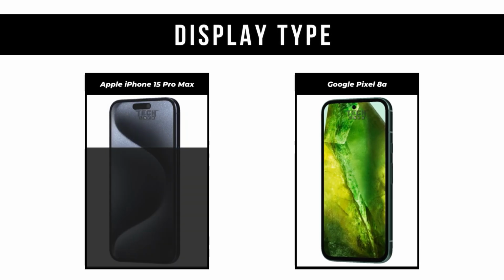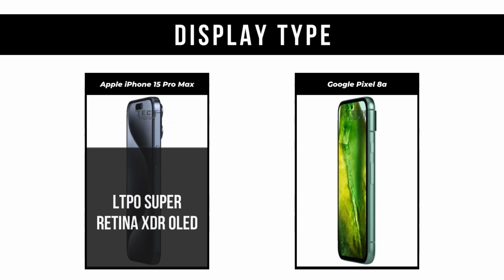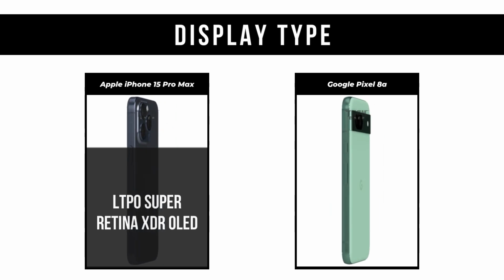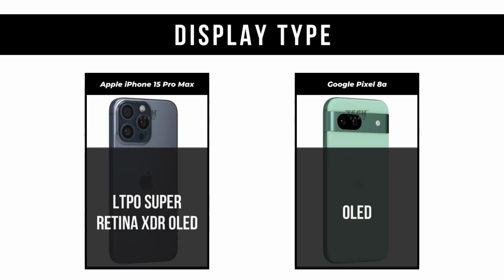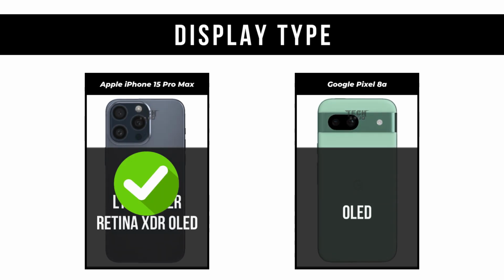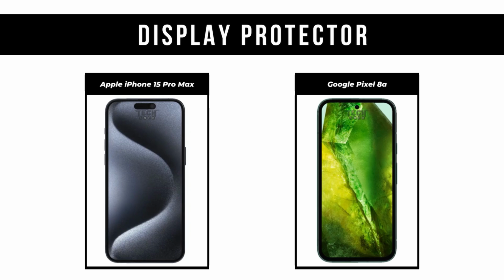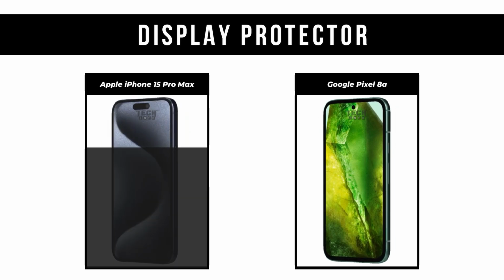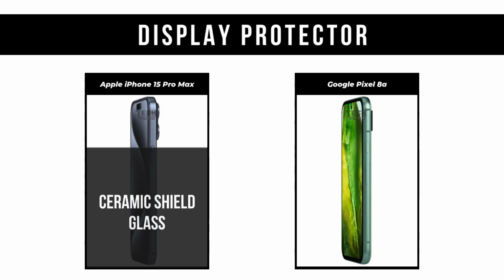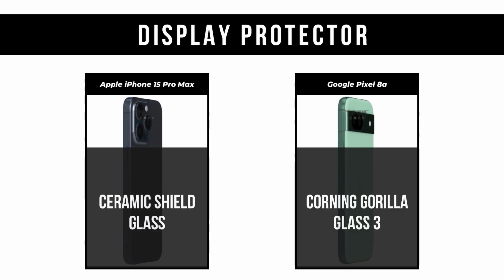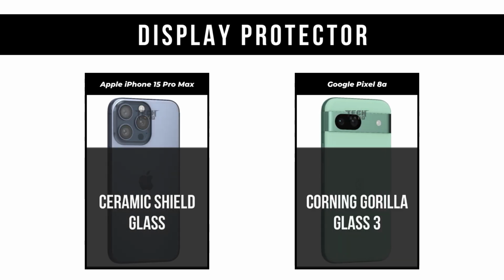Display type. Apple iPhone 15 Pro Max is LTPO Super Retina XDR OLED. Google Pixel 8a is OLED. Display protector. Apple iPhone 15 Pro Max is ceramic shield glass. Google Pixel 8a is Corning Gorilla Glass 3.